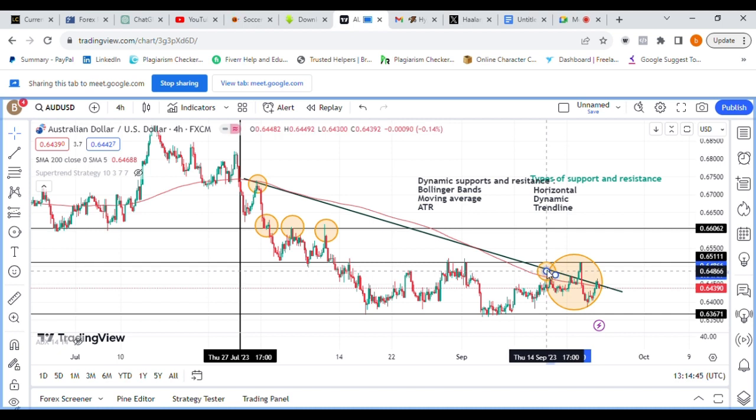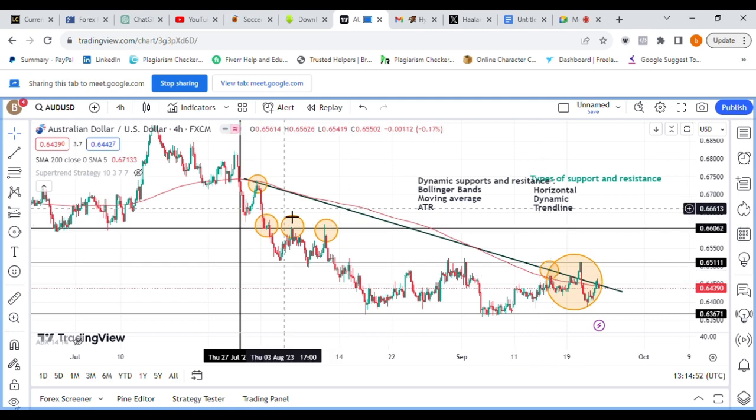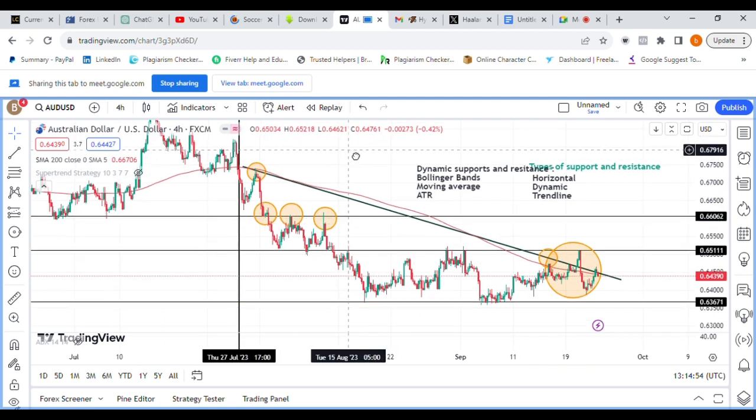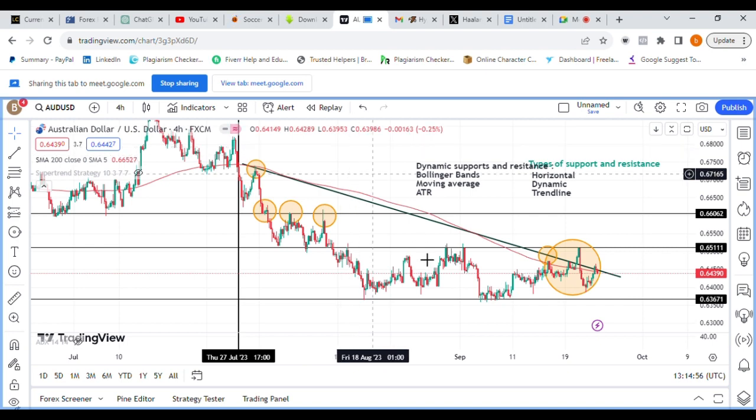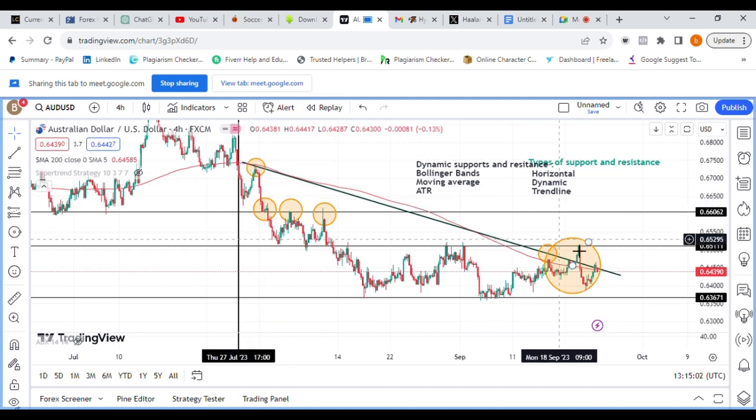This is also a touch. Understand? This is also a touch. Why I say that's a touch, it's closer to the zone. Remember, we don't draw this as a perfect line. It's not a perfect line. It's a zone drawing. Now this is our trend line, which is our diagonal support.